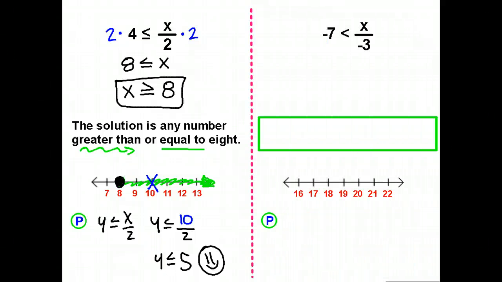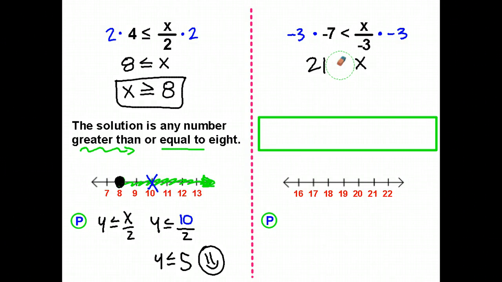In this next problem, we have negative 7 is less than x divided by negative 3. This time around, I see the x is being divided by negative 3, so I'm going to multiply by negative 3 on both sides. On the left-hand side, I'm left with a positive 21, and on the right-hand side, I'm left with just an x. Now, I just rewrote my inequality sign, but I have to stop myself because time out. I just multiplied by a negative. So I can see I already just made a mistake.